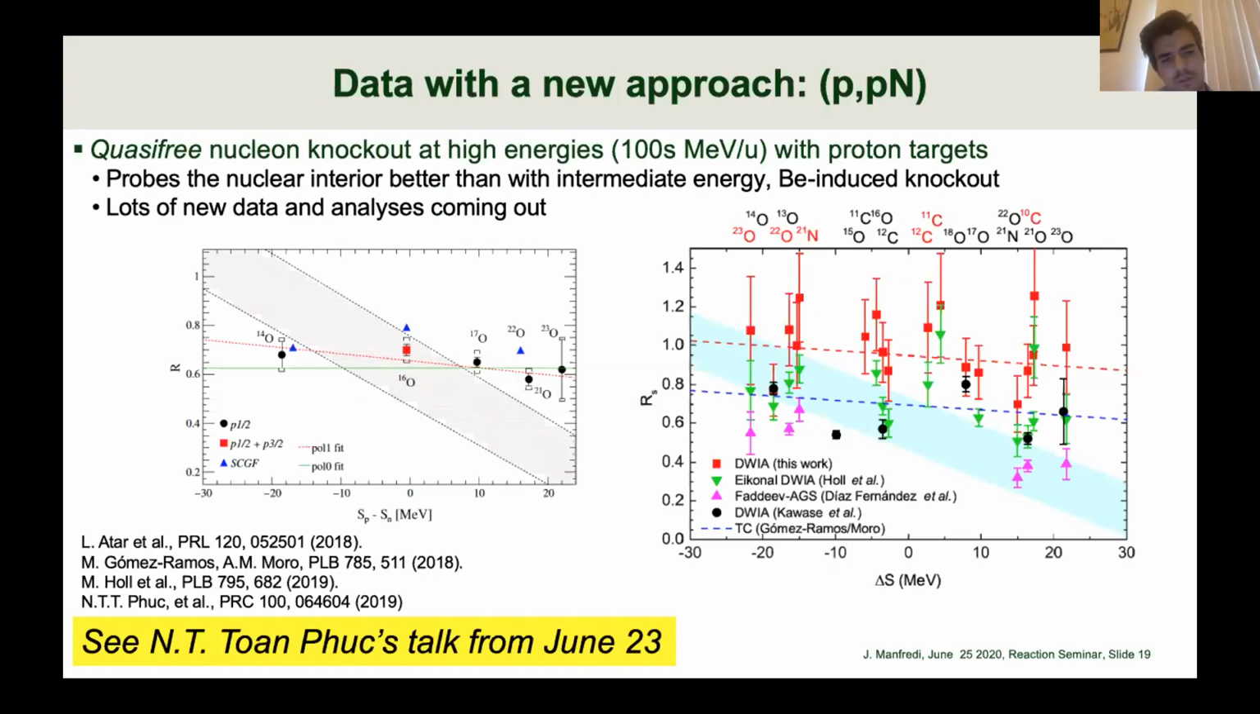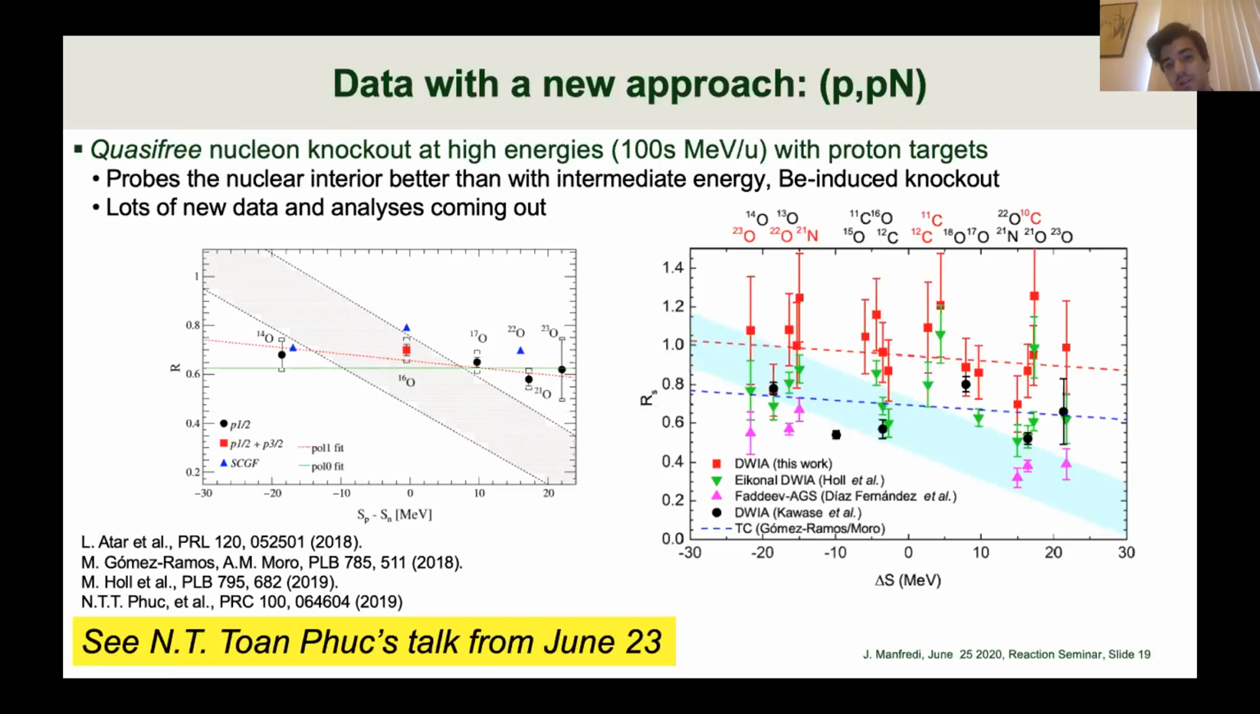And so the first measurement to come out was by Attar and collaborators from the R3B collaboration. They studied a bunch of oxygen isotopes, and you can see the results here compared to this gray band, which corresponds to the argon systematics by Tostevin and Gade I showed earlier. And on the right is results from Tuan Phuc et al. And you can see he looked at lots of different quasi-free studies. And again, the blue line or the blue band here corresponds to the knockout systematics.